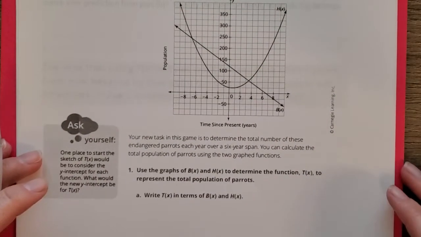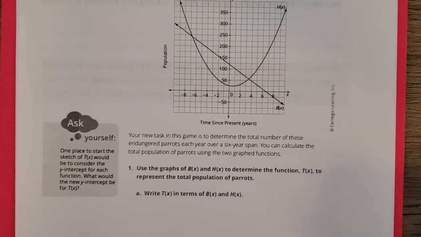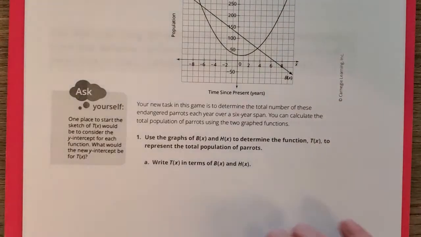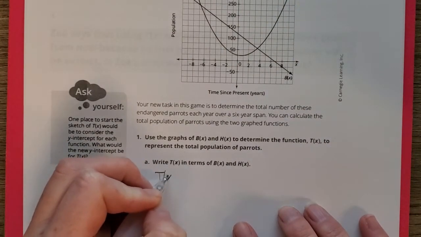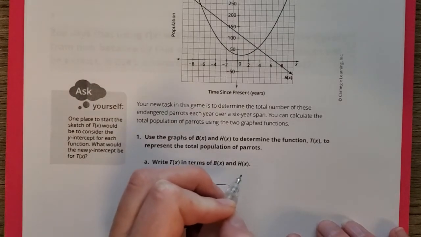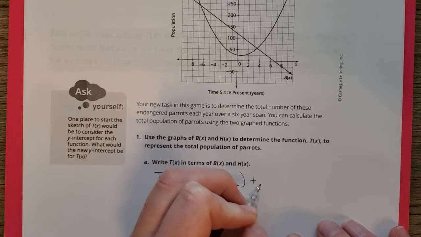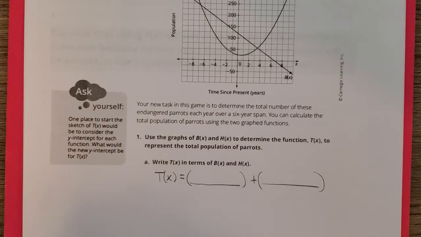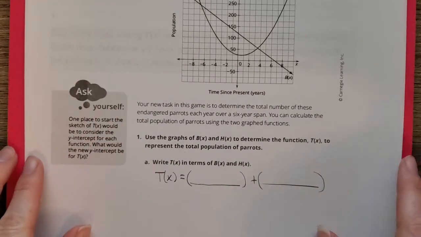So your task in this game is to determine the total number of endangered parrots each year over a 6-year span. You can calculate the total population using the two graph functions. Use the graphs of b of x and h of x to determine the function t of x to represent the total population of parrots. So for t of x, write t of x in terms of b of x. You're going to put t of x equals, and then put the equation for b of x in parentheses, plus the equation for h of x. You don't need to simplify. You're just going to write the two equations in those blanks, and they're given up above, okay? So that's what you're going to do for A.